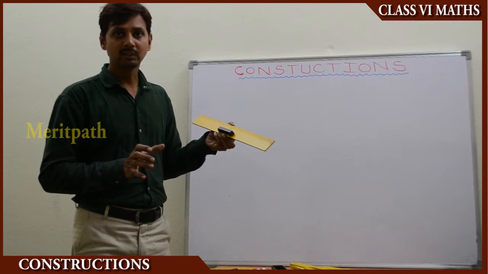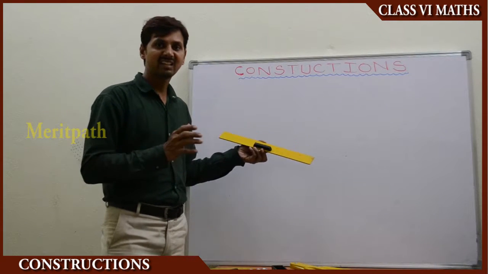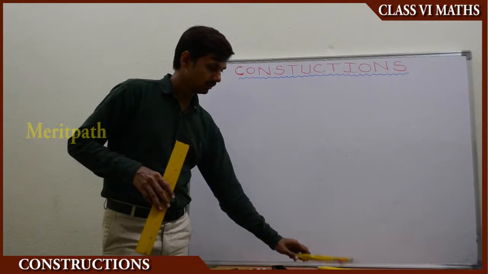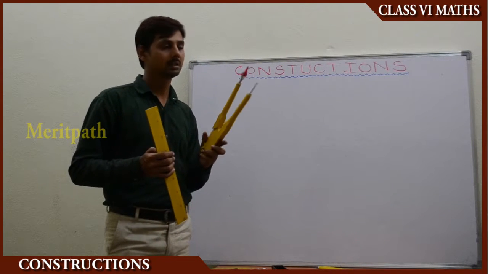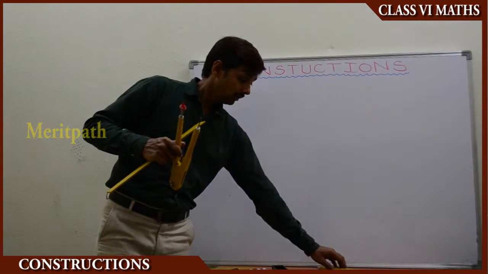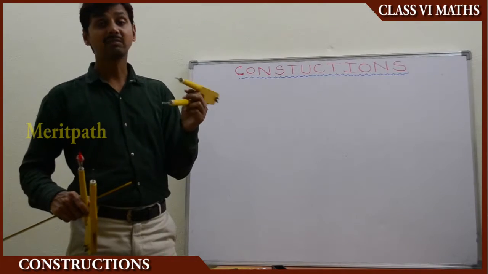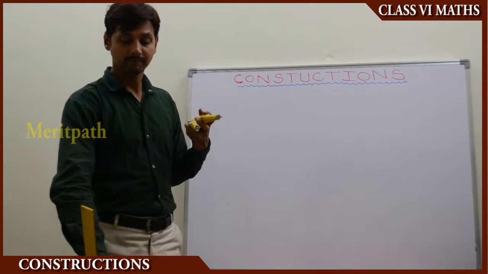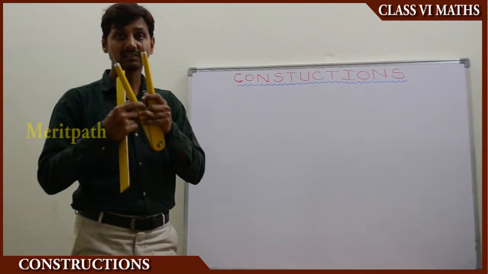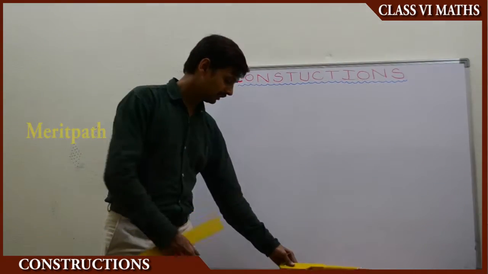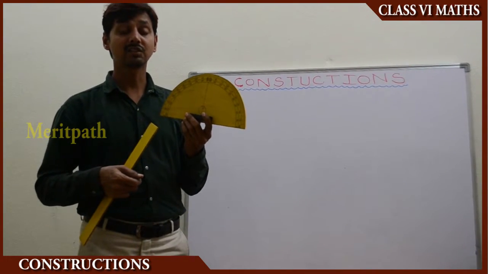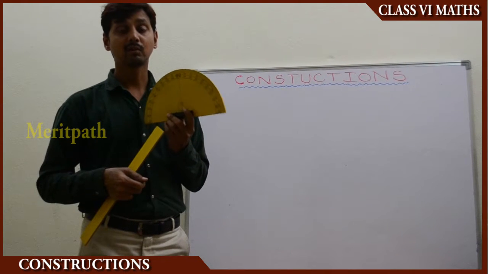Without the actual measurements, we'll draw the line segments using this. And this is called a compass. We'll make arcs using this. This is a divider. We'll use this divider to measure the length of the line segments, and this will be helpful for us. And this is called a protractor, and we'll measure angles and construct angles using this protractor.